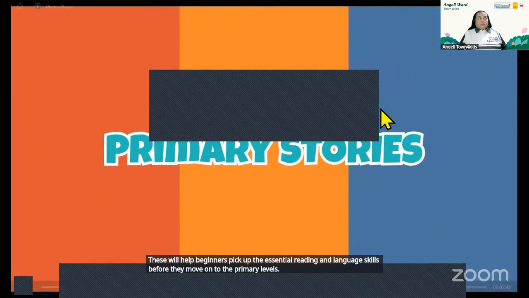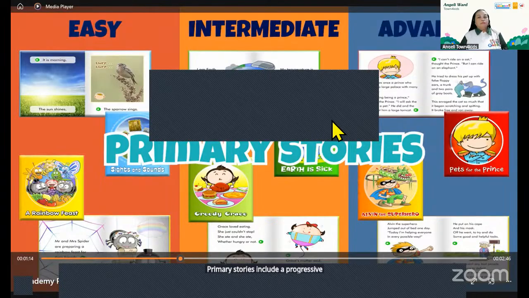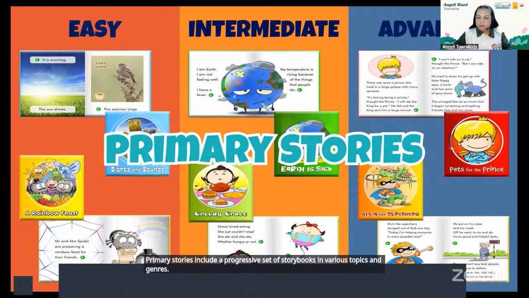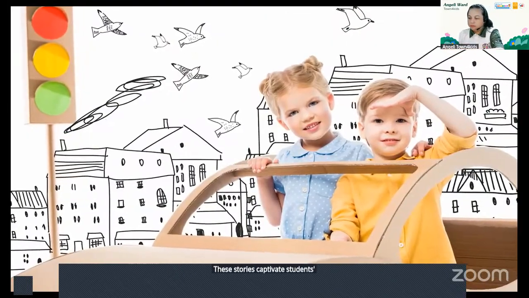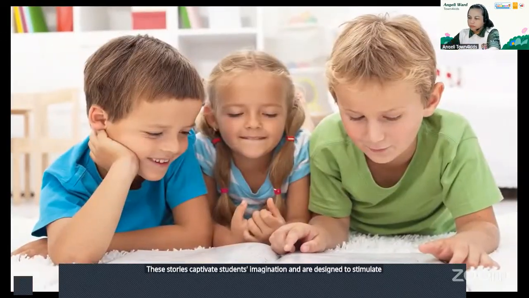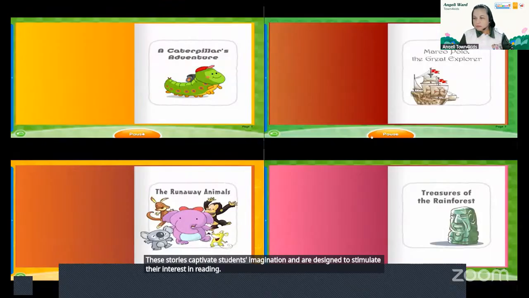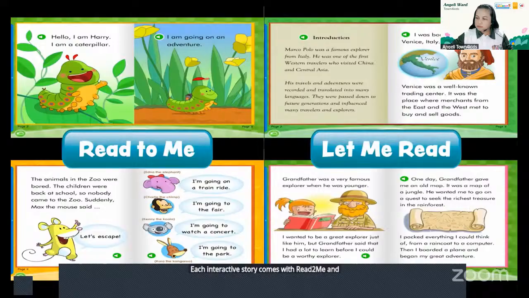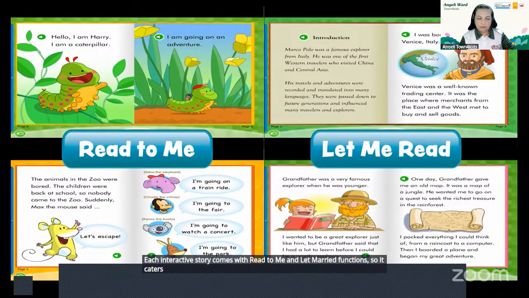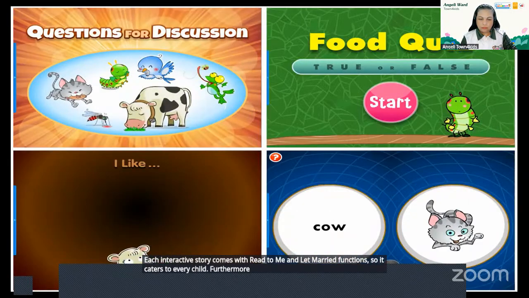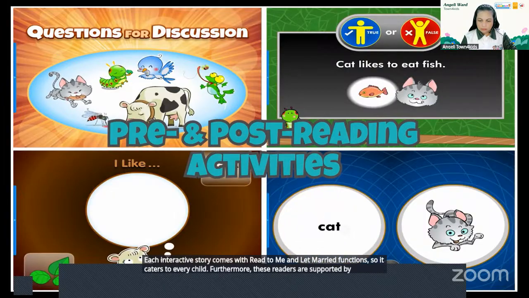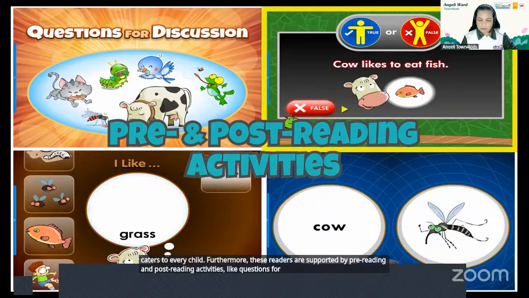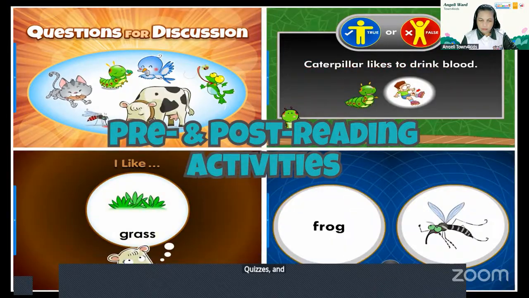Primary stories include a progressive set of storybooks in various topics and genres. These stories captivate students' imagination and are designed to stimulate their interest in reading. Each interactive story comes with Read to Me and Let Me Read functions, so it caters to every child. Furthermore, these readers are supported by pre-reading and post-reading activities like questions for discussion, quizzes, and games.